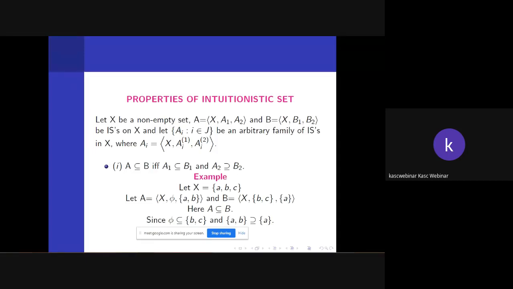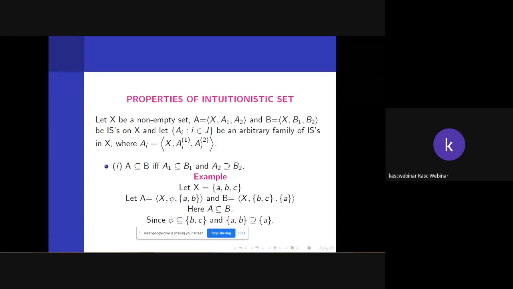So X is a non-empty set. Here we are considering two intuitionistic sets on X, A1, A2, where A1 is the member and A2 is the non-member. B is another set where B1 is the member and B2 is the non-member. Generally, if we consider Ai, from the set X, Ai to the power 1 is the member, and the other one is the non-member. So let's check out the properties with an example.